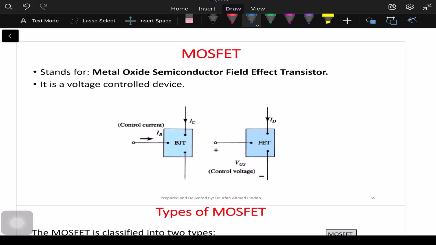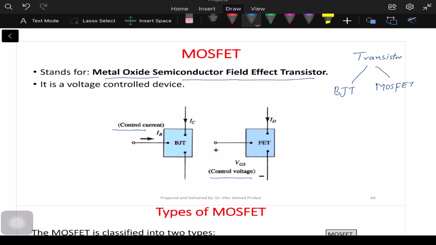It is again one kind of a transistor, as I said already in the earlier video. As far as the transistor is concerned, it can be BJT, bipolar junction transistor, or it can be MOSFET, which is a metal oxide semiconductor field effect transistor. Now what is the difference between MOSFET and the BJT? BJT is a current control device, while MOSFET is a voltage control device.